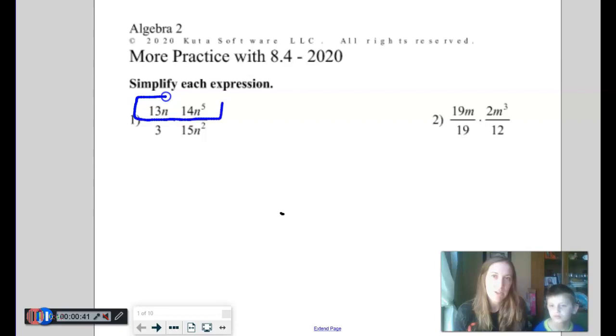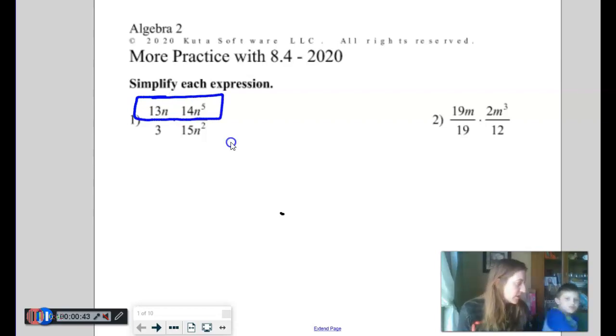Uh-oh, Logan, I'm going to need a calculator. Will you go grab the yellow calculator on Daddy's desk? Yeah. It's so nice to have kids home.